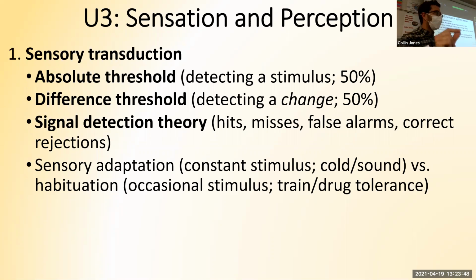It's the minimum stimulus you can detect 50% of the time. The smallest possible sound or taste or smell or light. Now, if you sense something and it's changing, that's no longer your absolute threshold. It's your JND, your just noticeable difference. The smallest change that you can detect about half the time. We all have different JNDs.